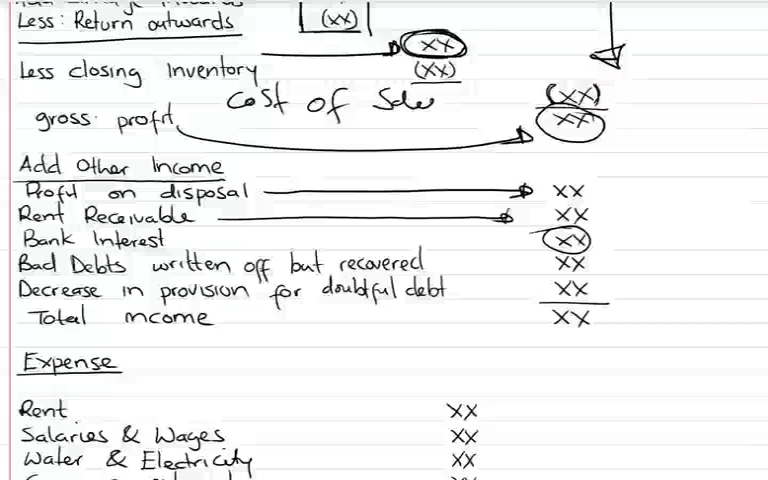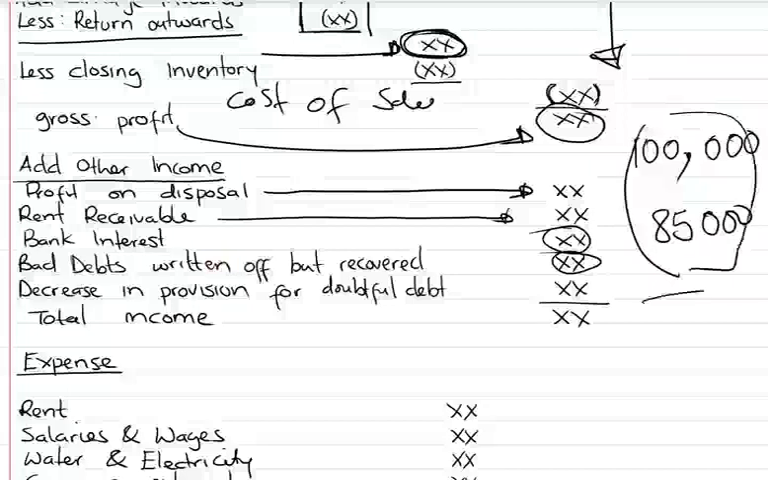but under other income. Another thing is bad debts written off but recovered. So initially I had written off some bad debts, but the debtors have decided to eventually pay us. So those ones should be treated as income. Same applies to any decrease in provision for doubtful debts. That means initially we had estimated a higher figure. For example, I estimated 100,000 that these ones are not going to pay up. But at the end of the year, I assess that the figure has gone down. So the difference here should be treated as other income.